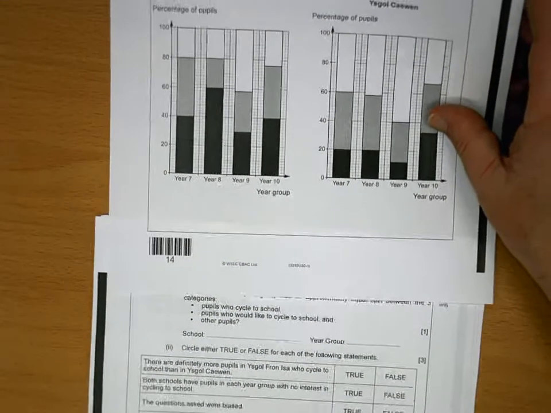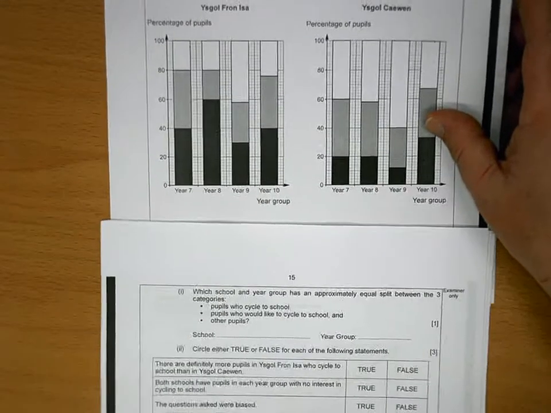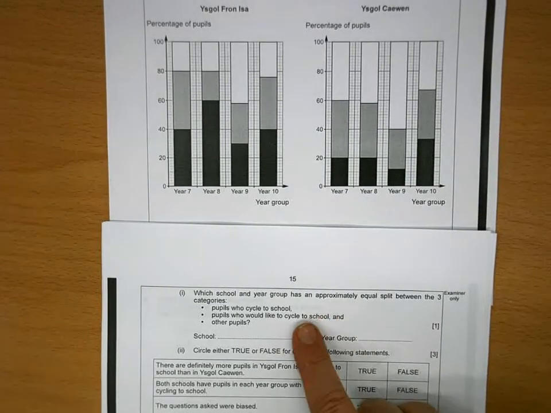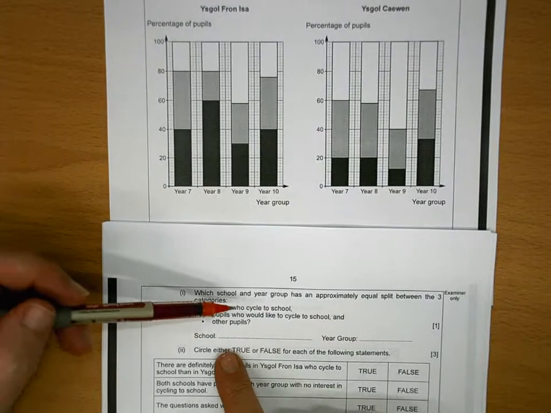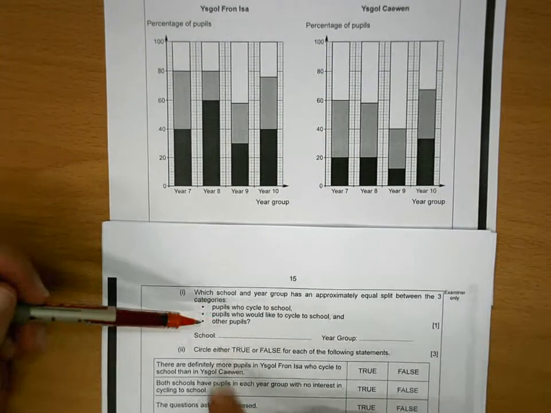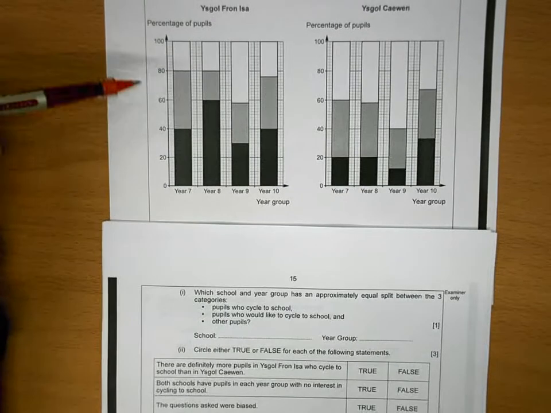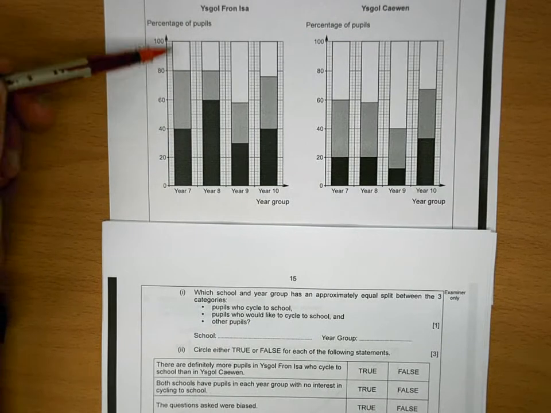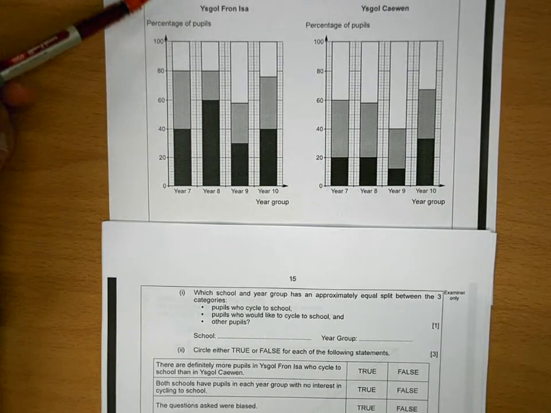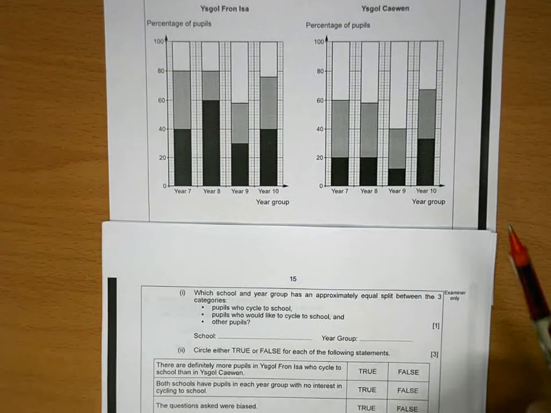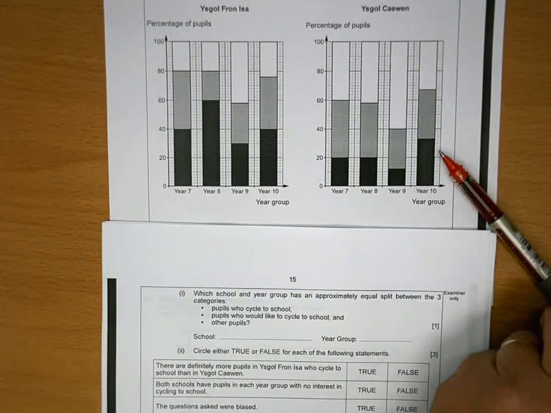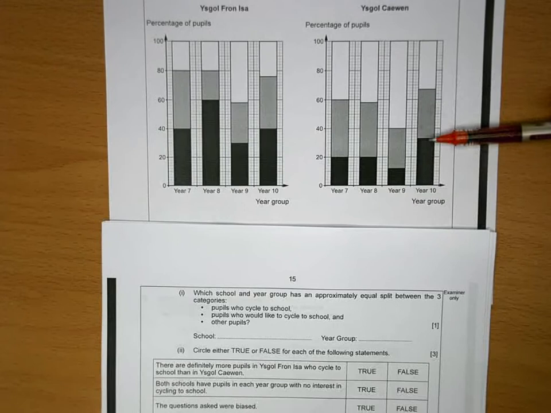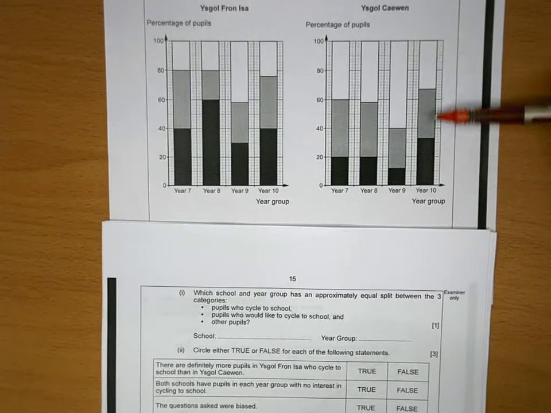Which school and year group has an approximately equal split between the three categories: people who cycle to school, pupils who would like to cycle to school, and other pupils. So I'm looking for which one of these columns has roughly 1/3 of each colour. And hopefully you can see, and most of you did in the progress check, that it's this one on the end. It's year 10 in Ysgol Caiwen, where you've got roughly thirds, 3 equal parts.